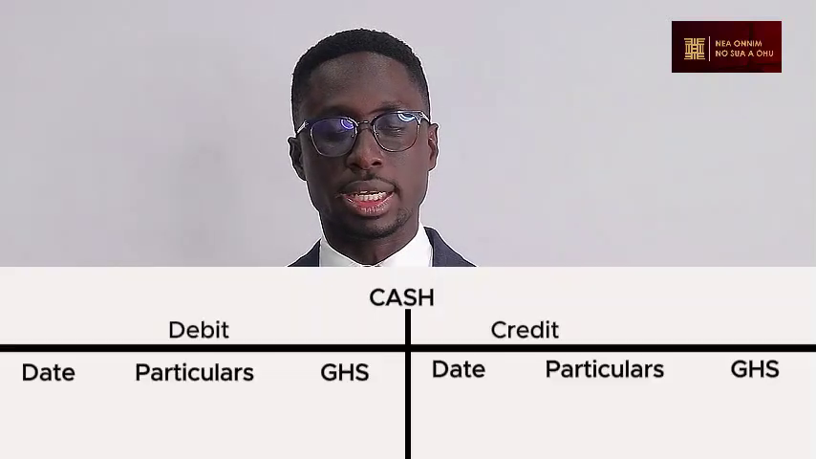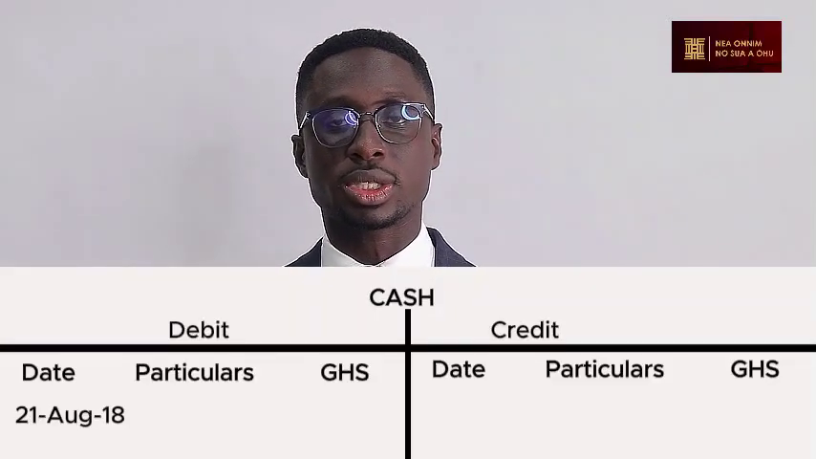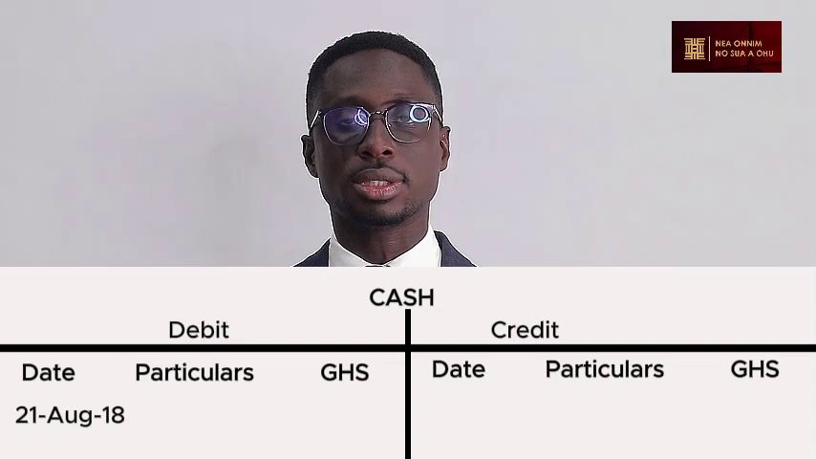Bank account, because it is giving, will be credited. Cash account, because it's receiving, will be debited. We already have bank accounts. So now, let's open the cash account. Cash account is the one receiving, and so we debit the cash account. And once we are debiting, we are recording on which side? The left side.